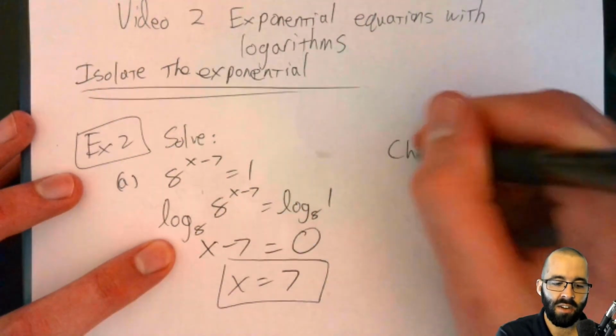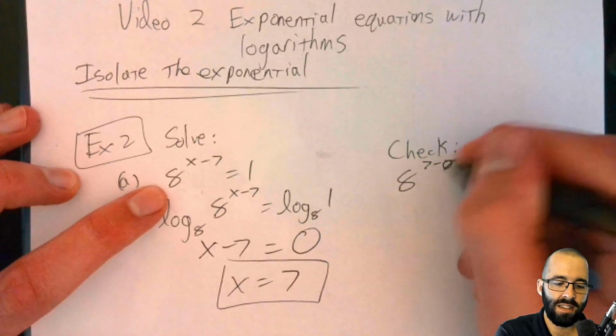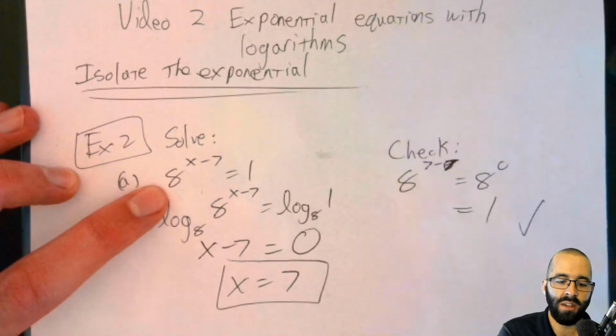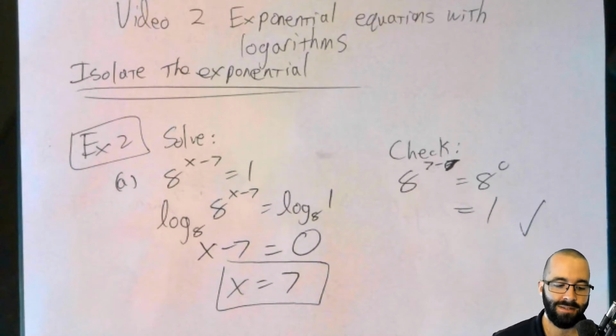And you should be able to check your answer, right? If you plug in 7, 7 minus 7 is 0, so we get 8 to the 0, which is equal to 1, which is our right-hand side, which is exactly what we wanted to show. All right.